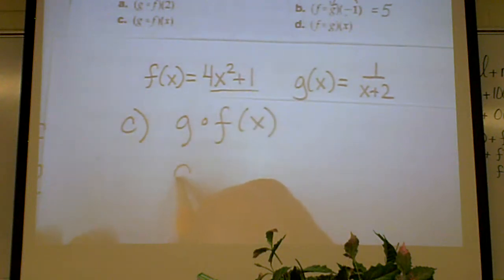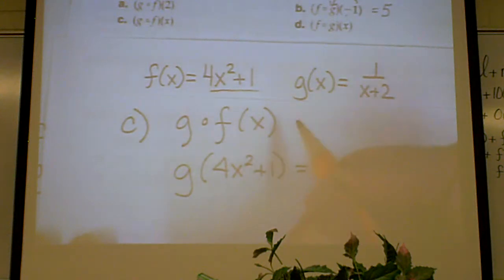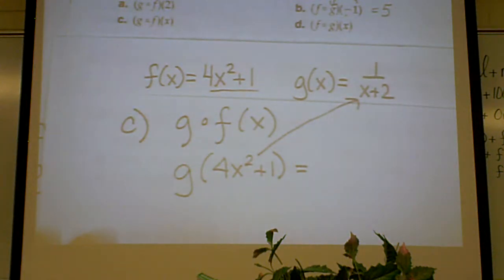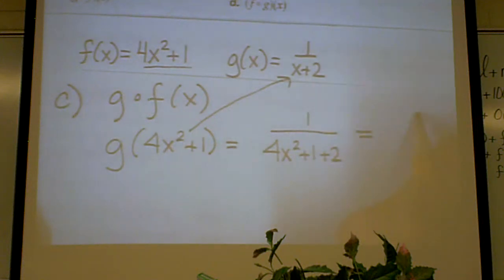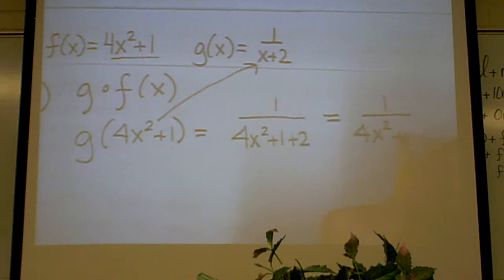Now you want to find g of 4x squared plus 1. What would you do now? This has to go in here. Does that make sense? And you end up with 1 over. And simplify. You're going to lose a point on your test if you do not simplify, and just leave it like that. Did I lose anyone? No? You're good?